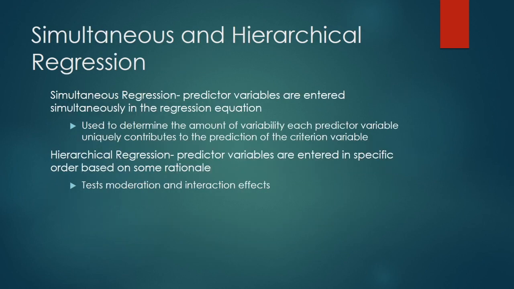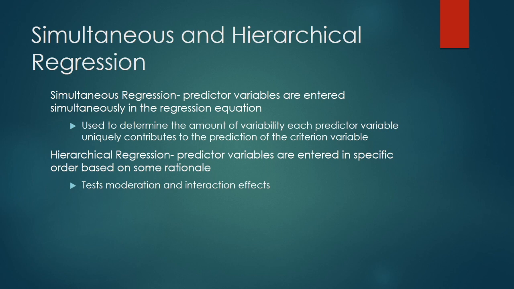One is simultaneous and hierarchical regression. So this is when we're looking at more than one variable. Now, when we're looking at different variables and trying to figure out what the relationship between them is, we can use a simultaneous regression. This is where we would enter all of the variables in at the same time in the regression equation, because we want to figure out the amount of variability that each of these predictor variables is going to have on the prediction of the criterion variable.